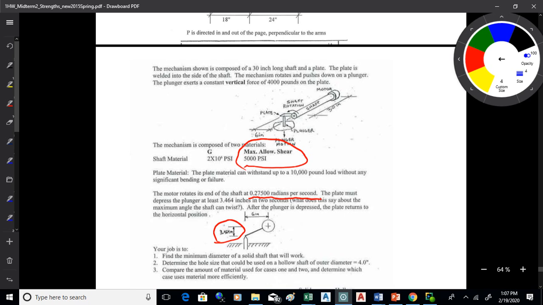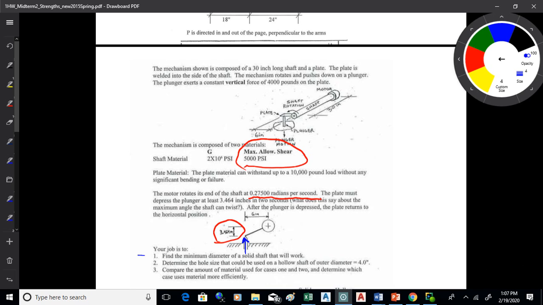We've got the angular speed on the motor side is 0.275 radians per second. So what we want to do for starters is find the minimum shaft diameter that we can use that will do this job. Okay? So we good with that? Do we have any questions on that?